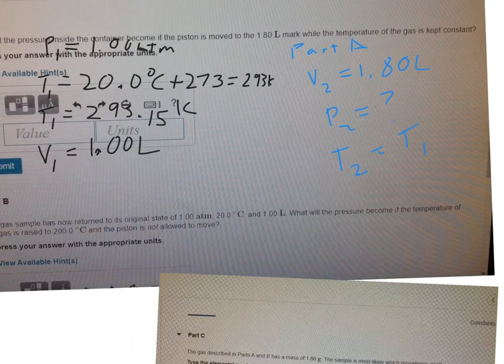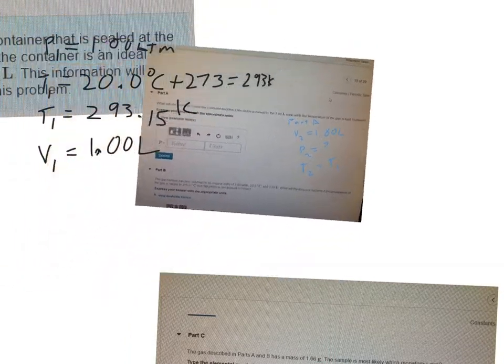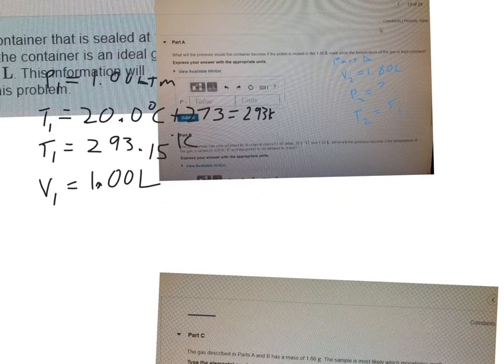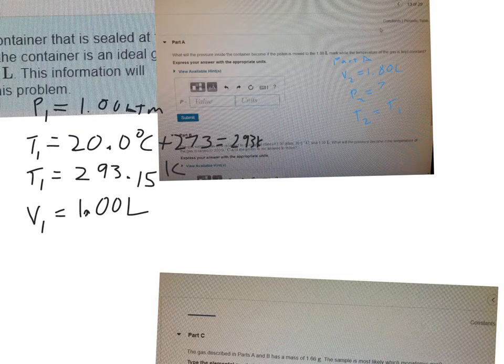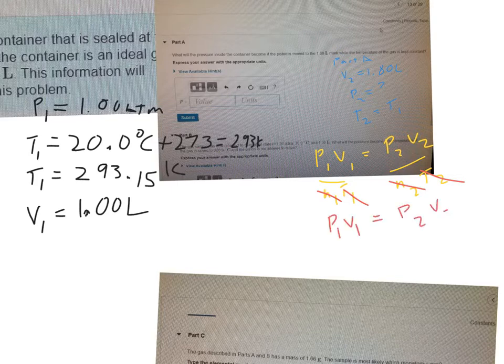We've got P1 V1 over N1 T1 equals P2 V2 over N2 T2. They just told us that the temperature isn't changing, so we can get rid of the temperature. They told us nothing about our number of moles changing, so that doesn't change. So we're left with P1 V1 equals P2 V2, which means that we just have to plug and chug here. We have an initial pressure of 1 atm. We have an initial volume of 1 liter.